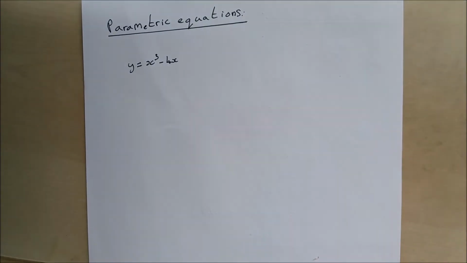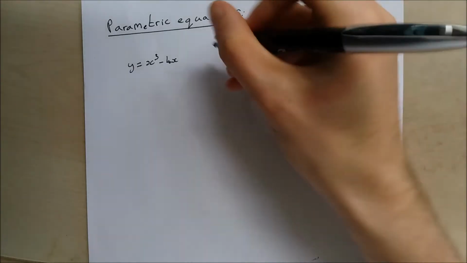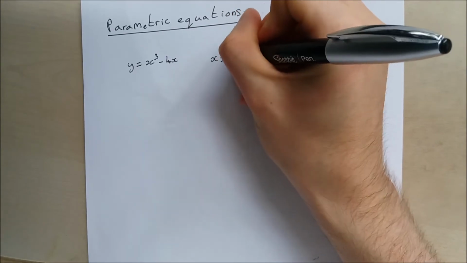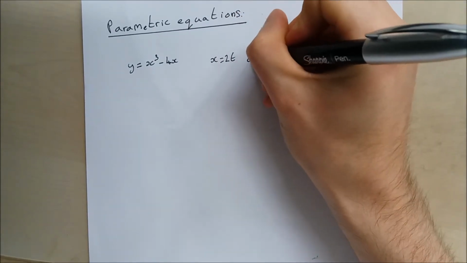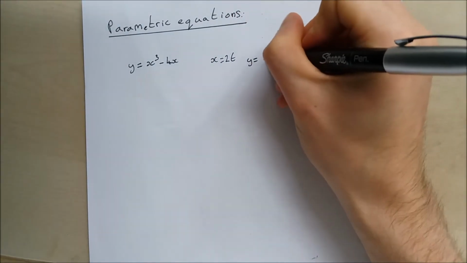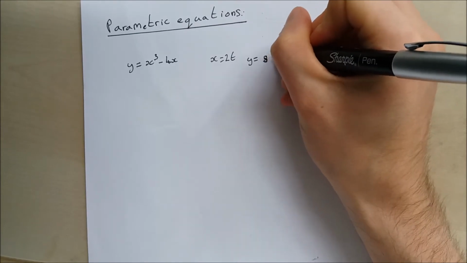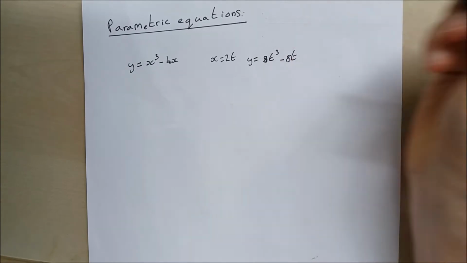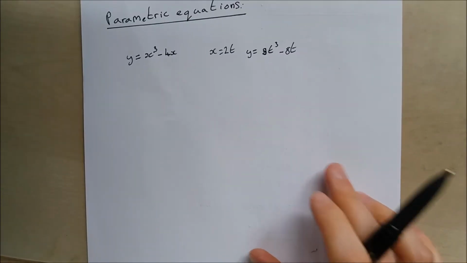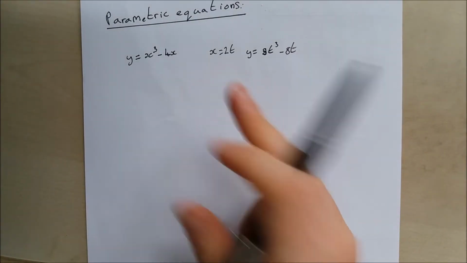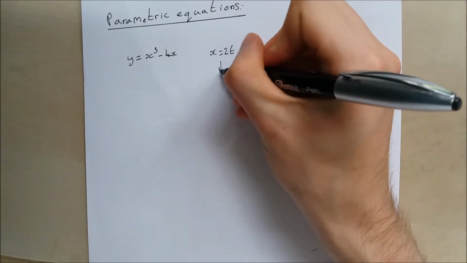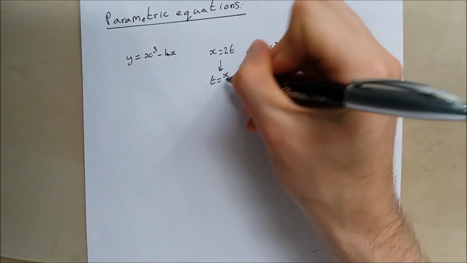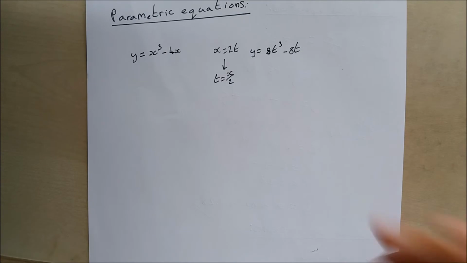So for example, if you're given that x equals 2t and y equals 8t cubed minus 8t, you would rearrange the first equation for t because it's the most simple one. So from here you can see that t is x divided by 2, and then you substitute that into this equation.